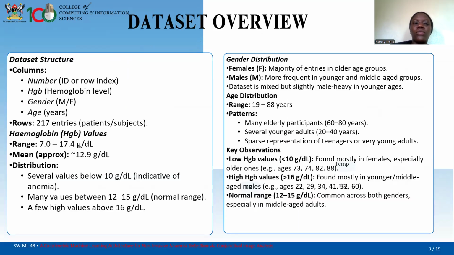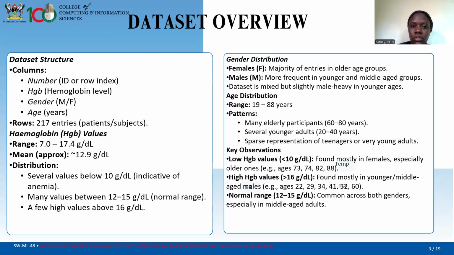So our data set overview, we have columns, and the columns we have are the number of the patient, then the hemoglobin level, then the gender and the age. In the gender distribution, we have females and males only. The data set is mixed but slightly male heavy. Then age distribution, the range is from 19 to 88 years.